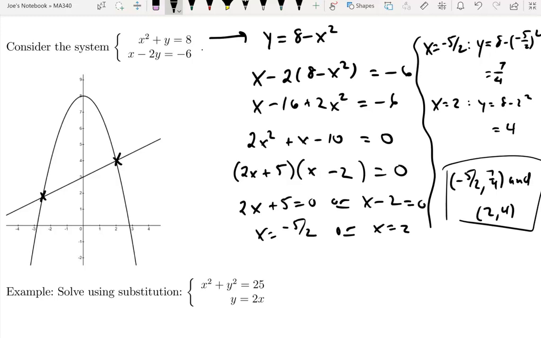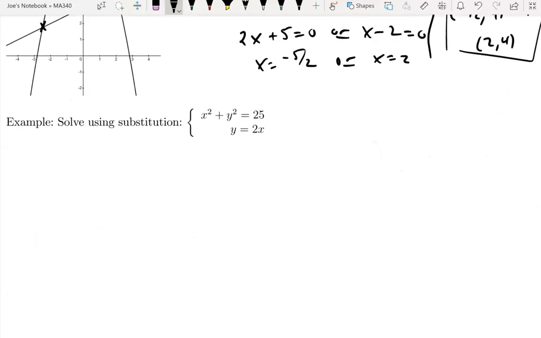Let's see if we can do this next one. We've got x squared plus y squared equals 25, and y equals 2x. Well, y equals 2x is what kind of a shape? The second equation gives you what kind of a shape when you graph it? Not quite. A vertical line would be x equals a number. But you're right, it is just a line. The slope is 2, yeah, good. So we got a line going that way.